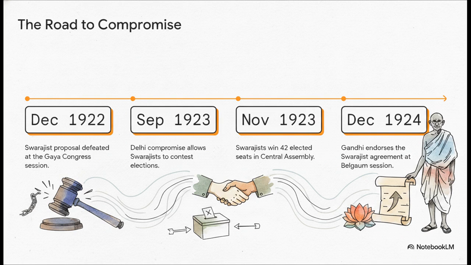So a compromise was hammered out in Delhi in 1923, allowing the Swarajists to contest elections as a group within the Congress. And then, by 1924 at the Belgaum session, which, fun fact, was the only Congress session ever presided over by Mahatma Gandhi, this agreement was officially endorsed. They essentially agreed to disagree, but stay united.